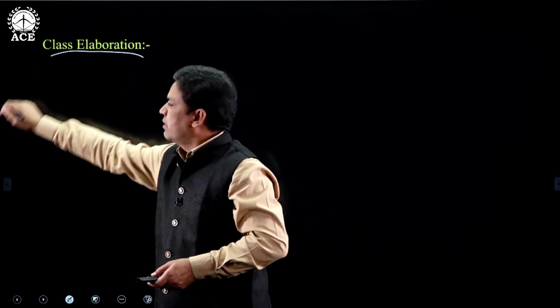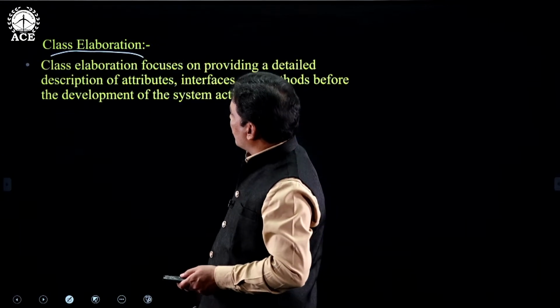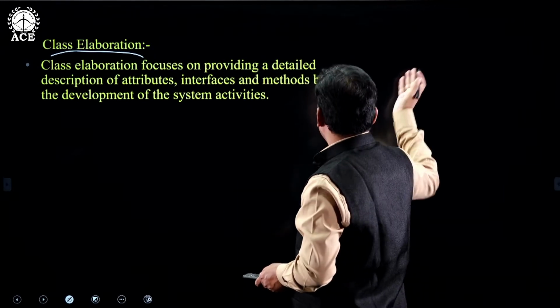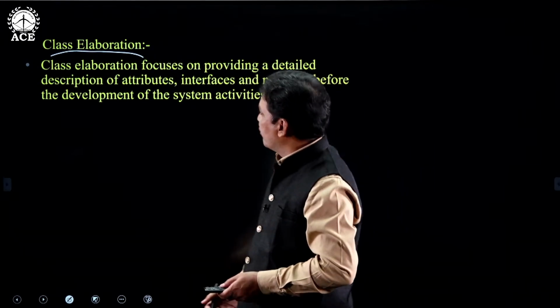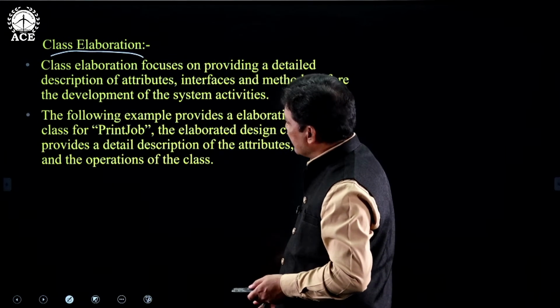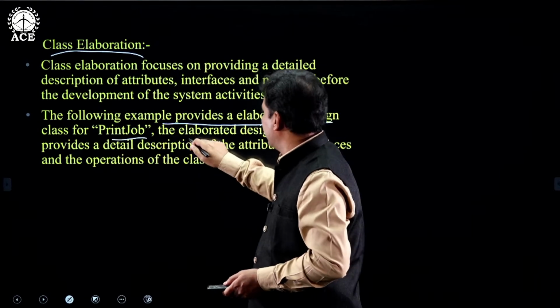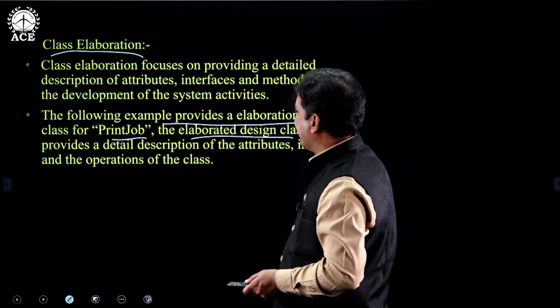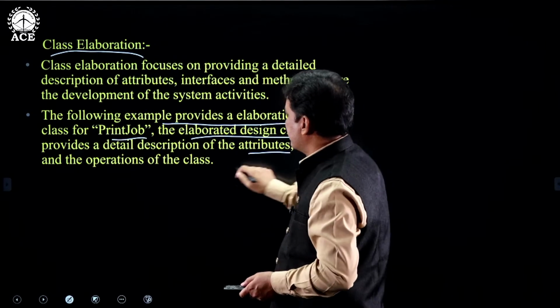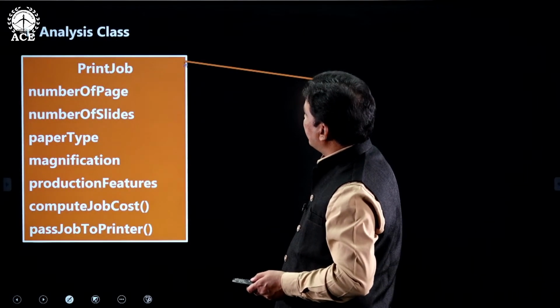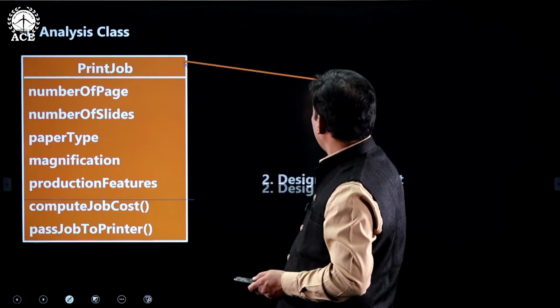Class elaboration, we'll discuss class elaboration. Class elaboration focuses on providing a detailed description of attributes, interfaces and methods before the development of the system activities, which we just discussed. The following example provides an elaborated design class for a print job. An elaborated design class provides a detailed description of the attributes, interfaces and operations of the class. Let's see with the help of a diagrammatic representation.